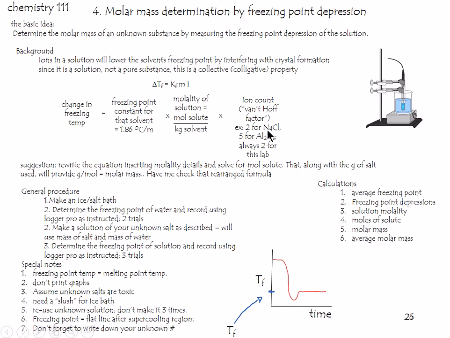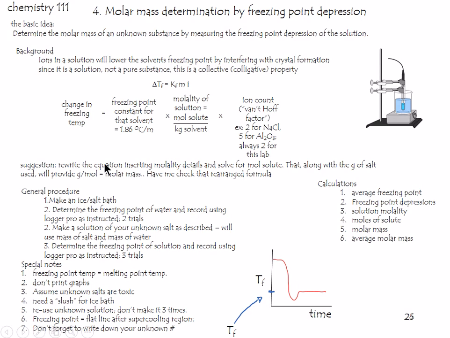For substances similar to, say, sodium chloride, 1 cation, 1 anion. Just so you know, there's lots of substances which have an ion count much higher than 2. For example, aluminum oxide has an ion count of 5. It breaks into 2 aluminum cations and 3 oxide anions.